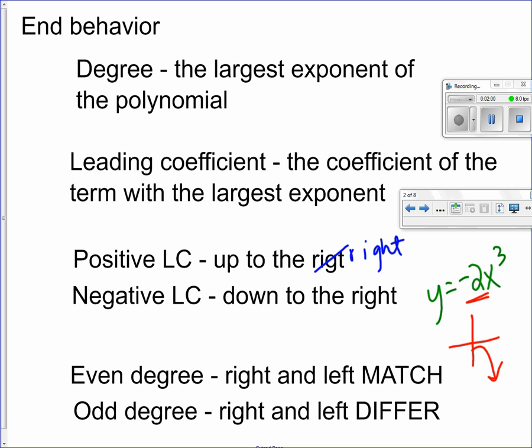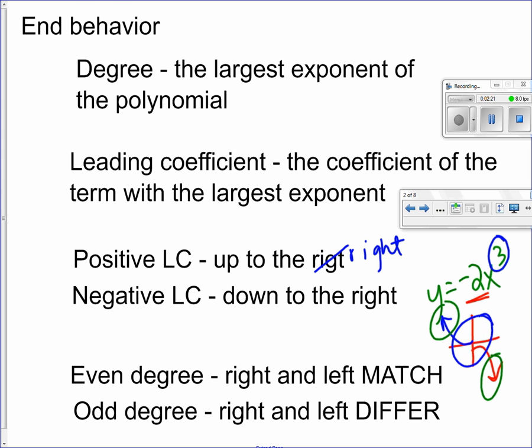And then the degree is that exponent 3. So that tells me that the left and the right have different behaviors. Because it's going down to the right, it has to do the opposite, so it's going to go up to the left. We don't know anything yet about what's going on in the middle, but we can tell what's going on at the ends. That's why it's called the end behavior.